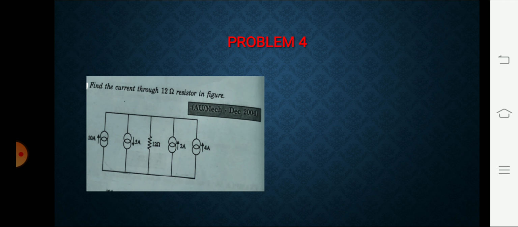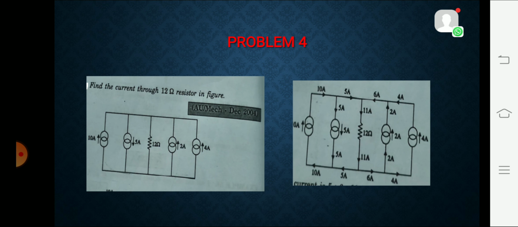Next problem, find the current through the 12 ohm resistor. Depending upon the current direction, we get the value. The current flowing through the 12 ohm resistor is 11 amps.